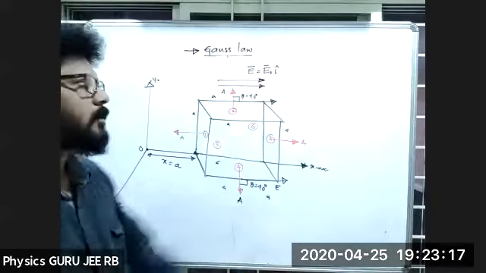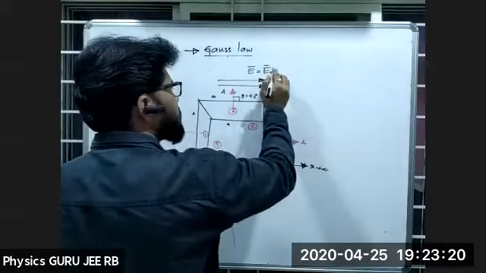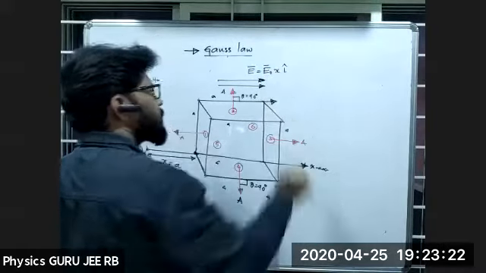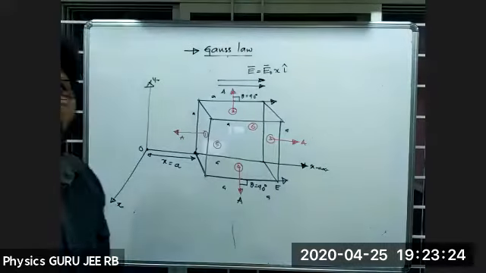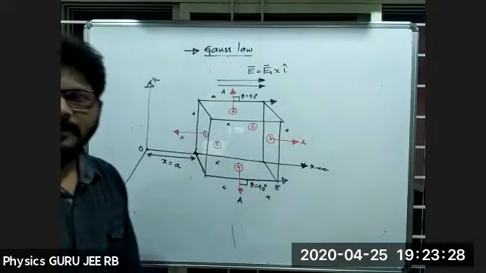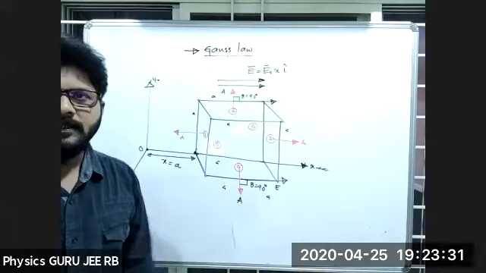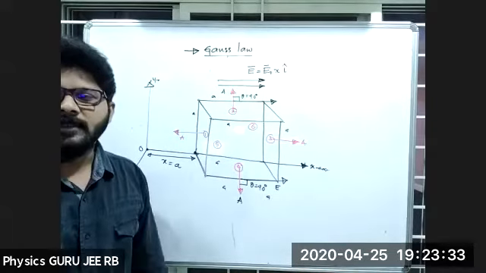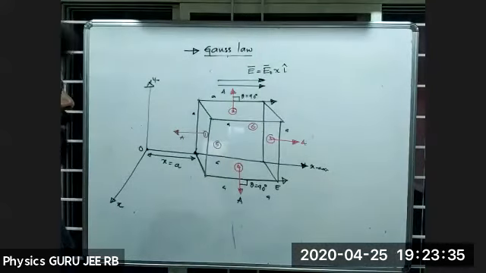Now E is equal to E naught x, which means it is changing with respect to x. Now you have to calculate the total flux linked with the surface. There is no charge inside, and of course it is a closed surface. What is the flux linked with the surface?